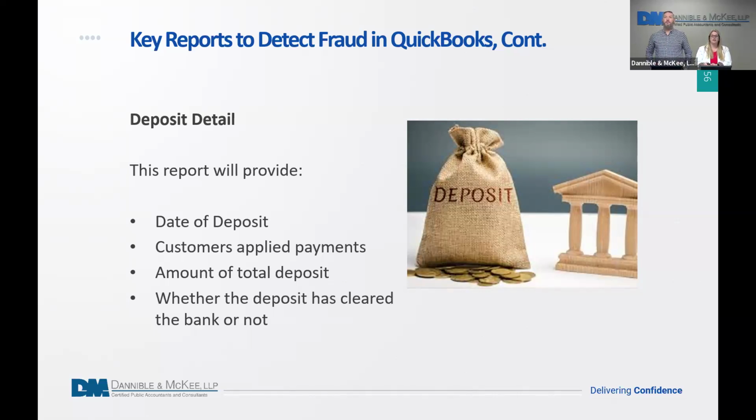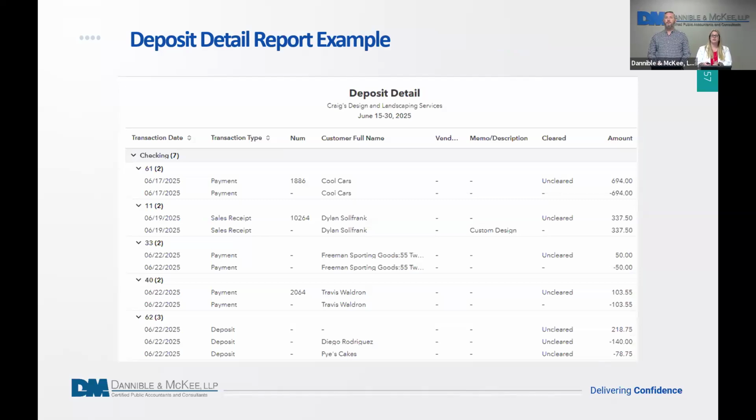All right, so then we have our deposit detail report. Similar to the checks, you're going to see the date of the deposit, the customer's applied payments, amount of total deposit, and whether it has cleared the bank or not. Here's the report. Same as the check, the dates, if it was a payment, a sales receipt, or a regular deposit, who the customer was, and over to the right if it's cleared or uncleared.